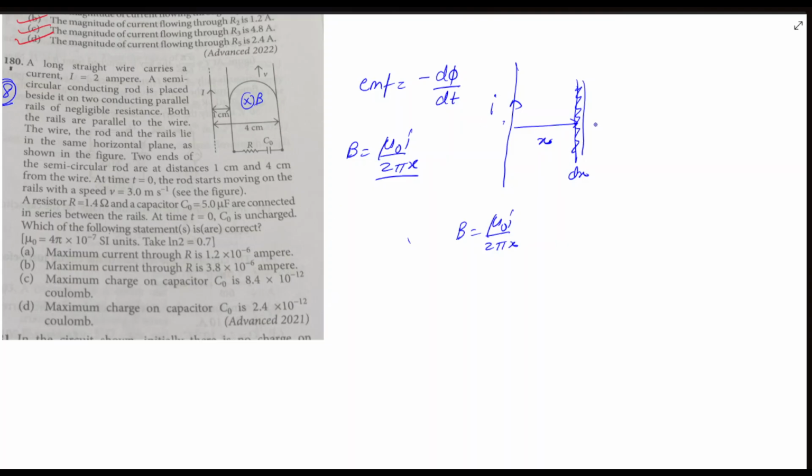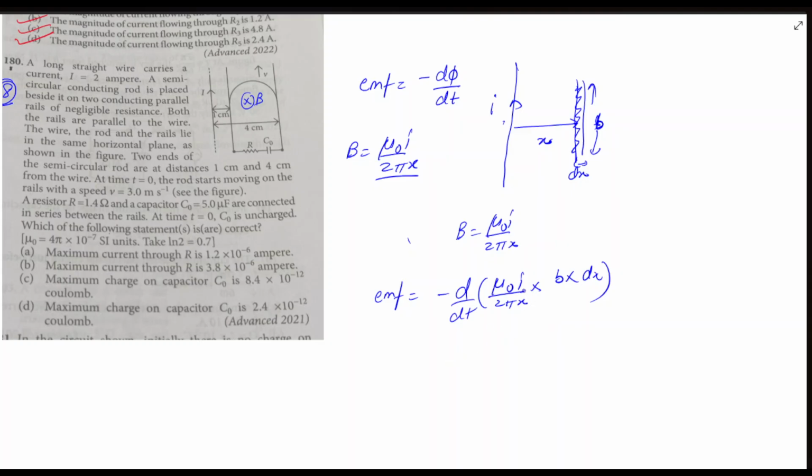Perfect. Now let's say the integrating element has a length L, and this is the breadth, let's say B. Now look, we'll put those values here. So EMF developed will be minus d by dt of the magnetic field, which is mu naught I upon 2 pi x, into area. So area will be B into dx.